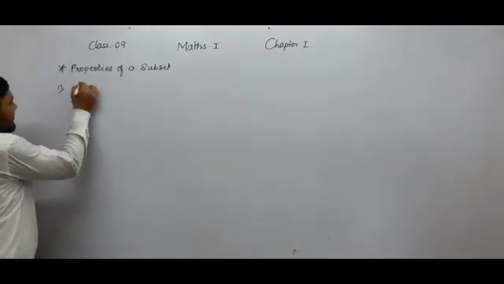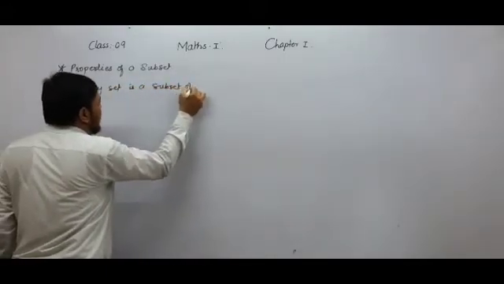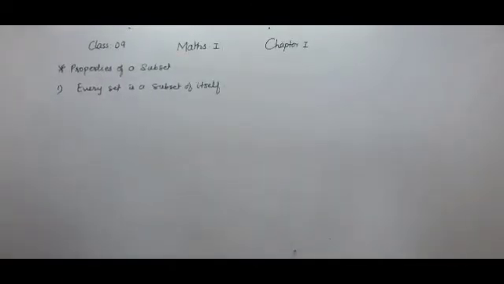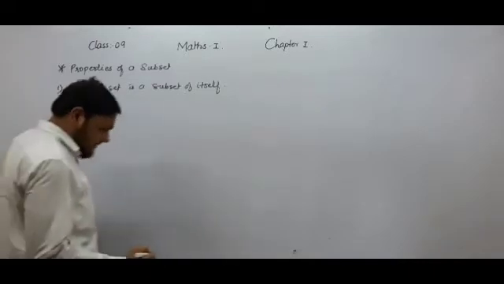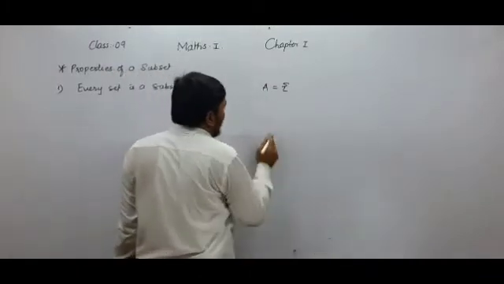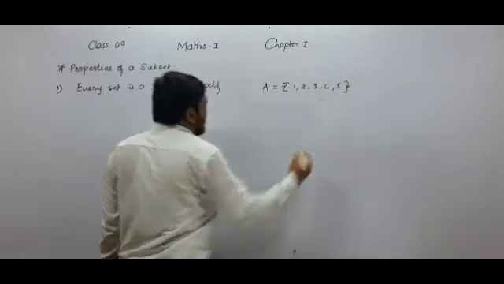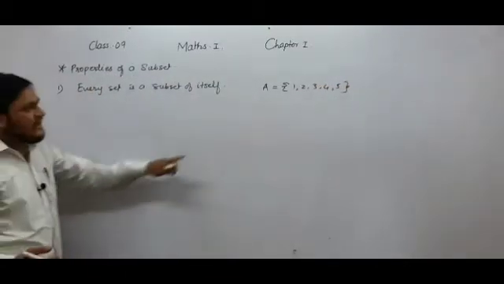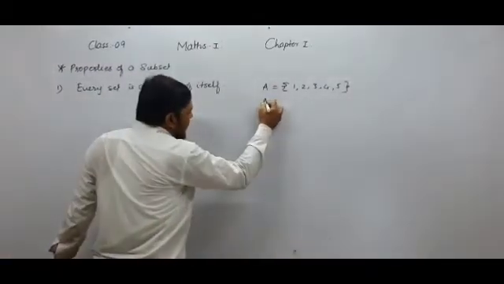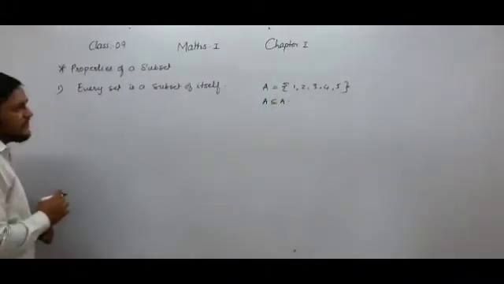The first property is that every set is a subset of itself. Means if we take one set, suppose set A as the set of the first 5 natural numbers, so A is equal to {1, 2, 3, 4, 5}. This set A is a subset of itself, because A contains all the elements of A. So we can say that A is a subset of A. In this way, the first property is that every set is a subset of itself.